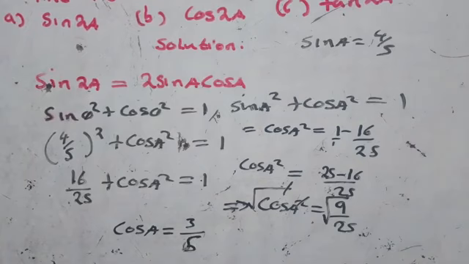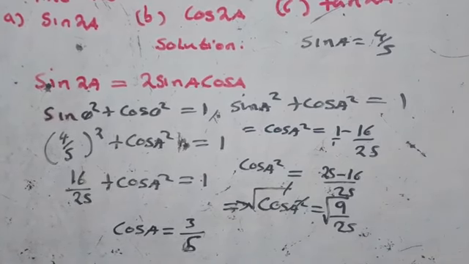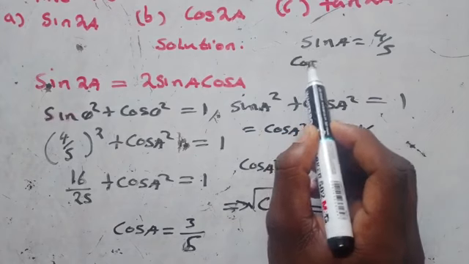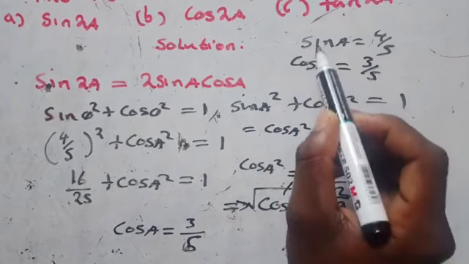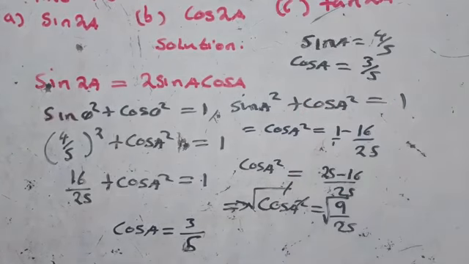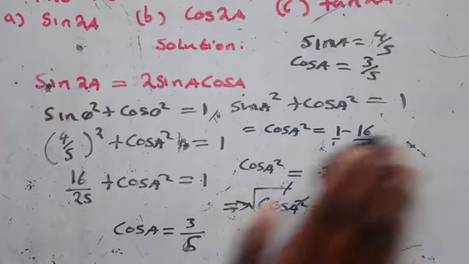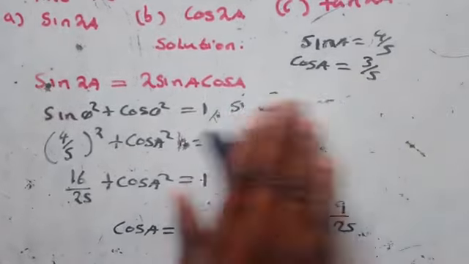So having found what cos A is, it's now easy for us to find sin 2A. So I found cos A, so we can take note of this. Cos A is equal to 3 over 5. So we have sin A here, which is 4 over 5. Let's now find what sin 2A is.